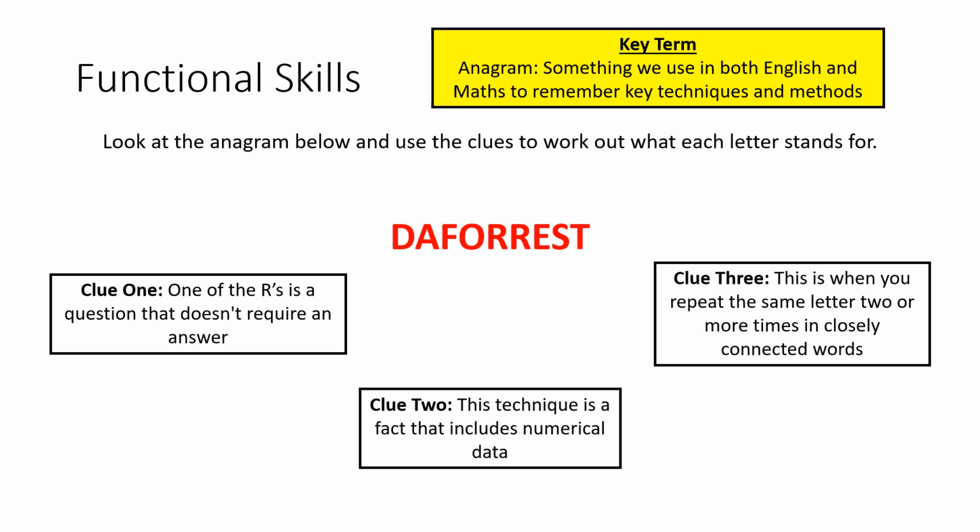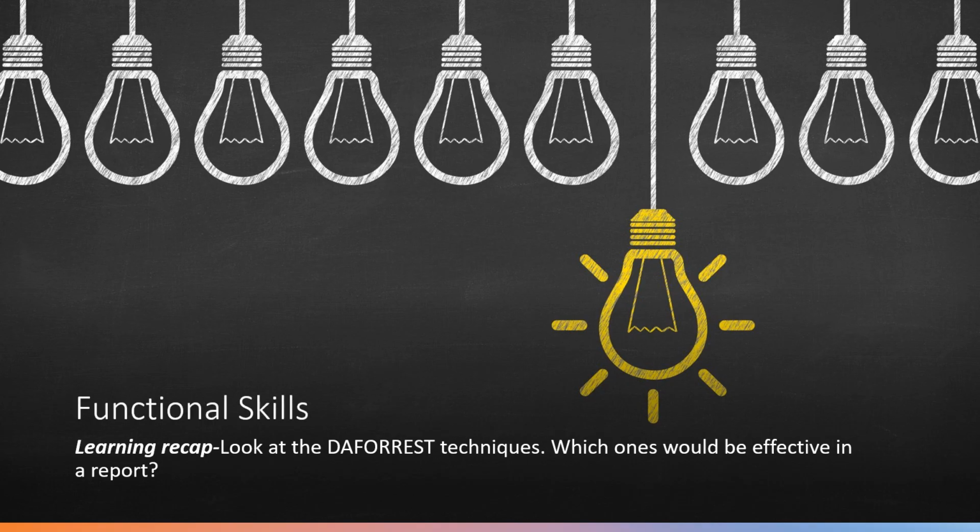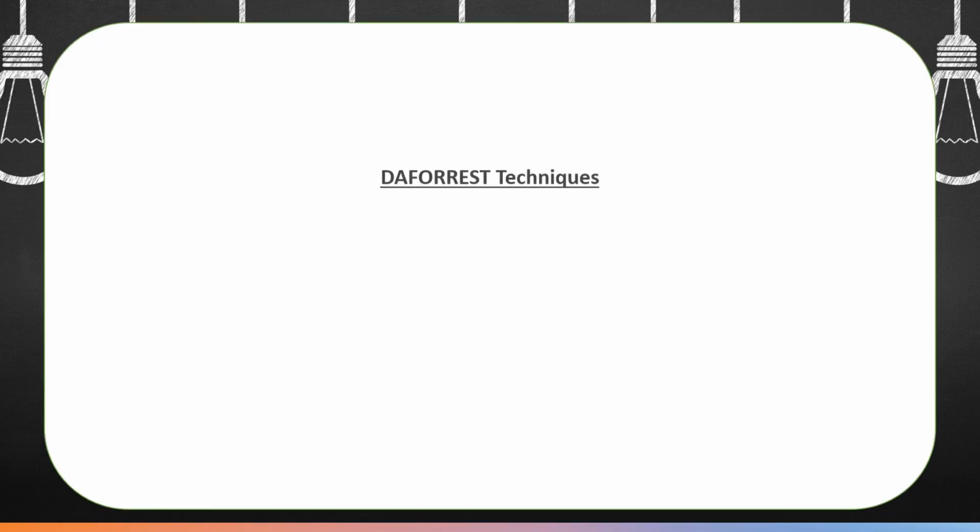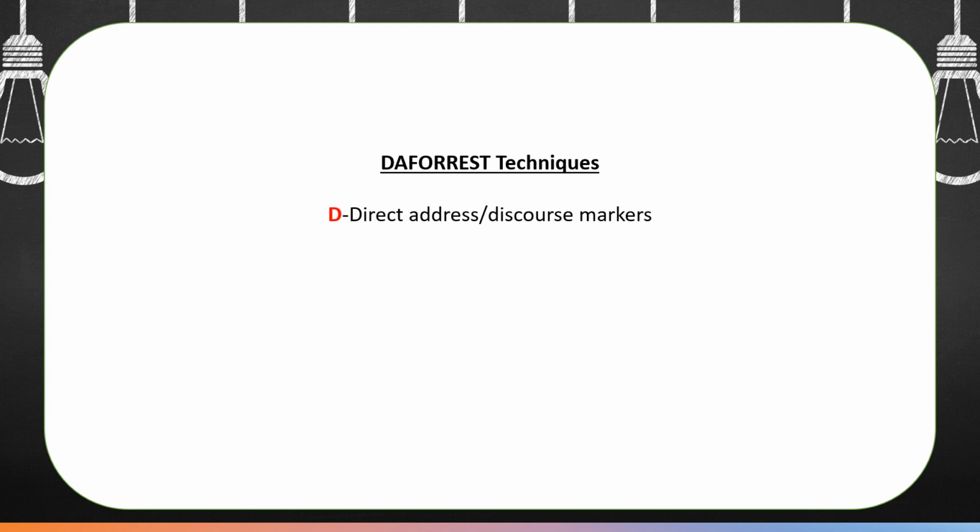We're now going to jump ahead and go through what DeForest actually stands for. So here are the DeForest techniques, and what I'd like you to think about is which ones you think would be effective to use in your writing. So DeForest then, the first D stands for direct address. Sometimes, depending on your teacher, they might also say that it counts for discourse markers. If you're not too sure what we mean by these, don't worry, because we're going to go through all of these in due course. Secondly, we have alliteration, so that is when you're repeating the same letter in close conjunction with each other 2 or more times.